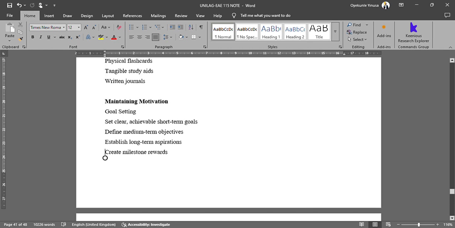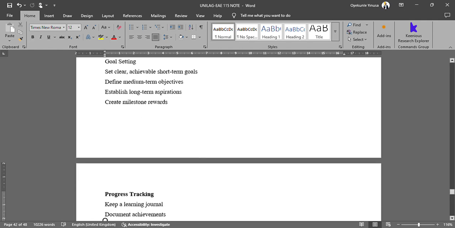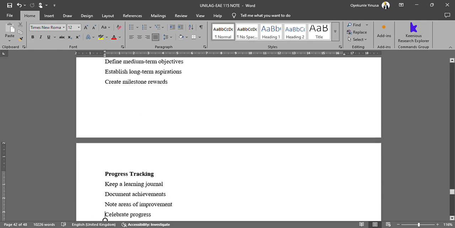Maintaining motivation. You will discover that once you are making progress in your learning, you will stay motivated. So you must always set goals for yourself. Set clear objectives and achievable short-term goals. Define medium-term objectives, what you need to achieve in the medium term, not too long term. And establishing a long-term aspiration will also help you to stay motivated, because until you achieve that goal, you will not rest on your laurels. So setting clear goals will give you motivation to do well.